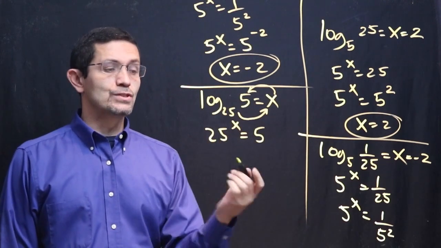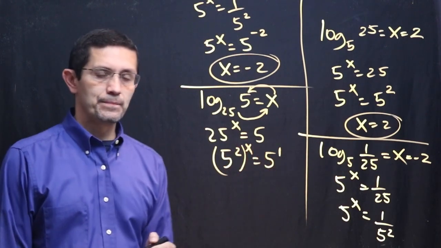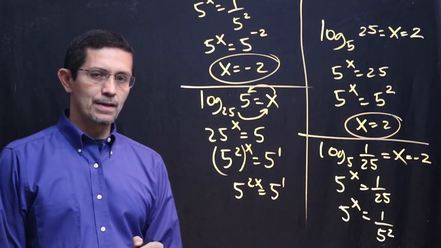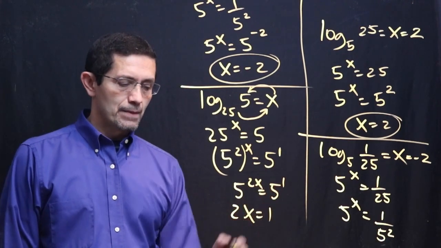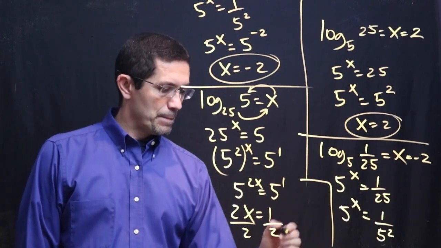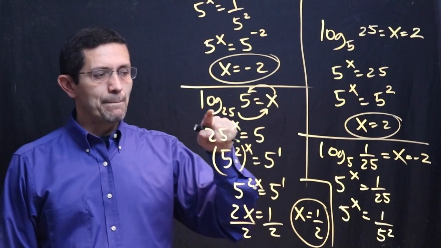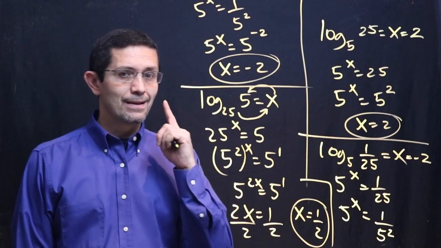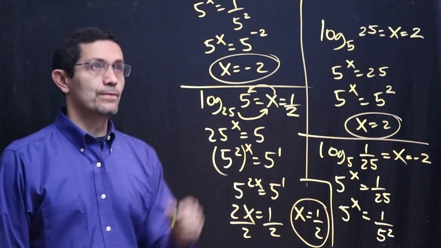I have to break the 25, which is 5 squared, and put an exponent over here. Power over power. You see that? Bases are the same, therefore my exponents are the same. 2x equals 1. Divided by 2, x equals 1/2. So every time my base is bigger than my argument, I'm getting a fraction. How come? Because 1/2 is a square root. And that's my answer, 1/2.